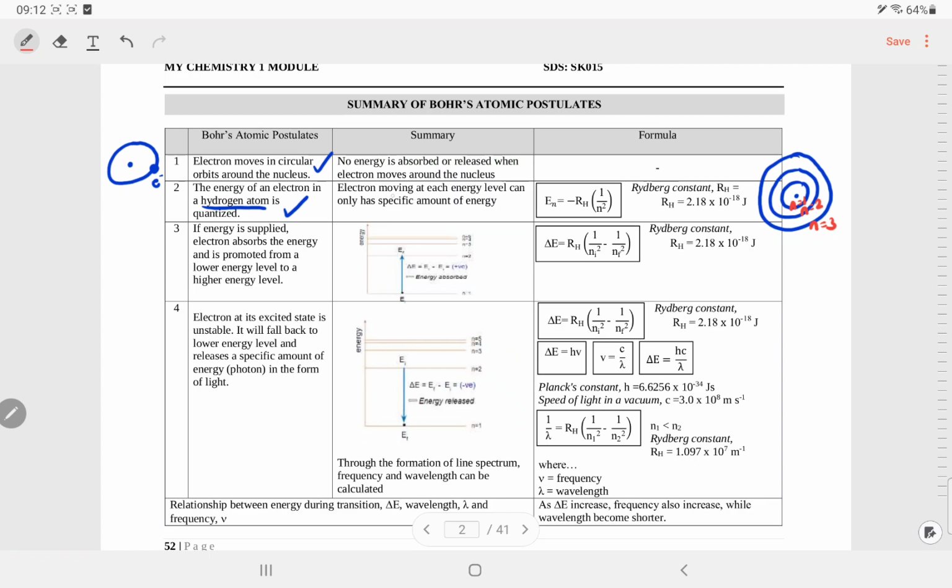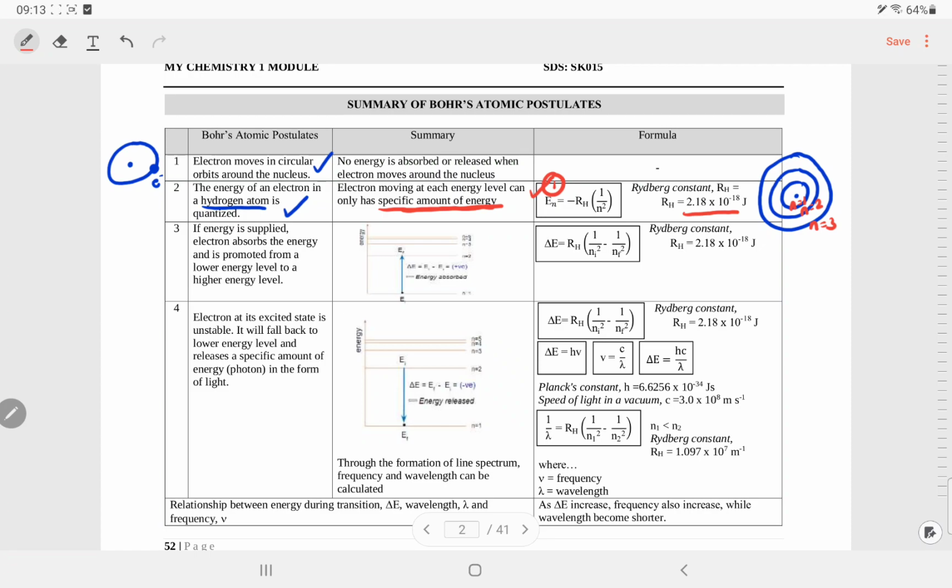So dekat sini dia kata electron moving at each energy level, dia ada specific amount of energy. So katalah saya nak cari berapa energy pada shell number 1, berapa energy pada shell number 2, berapa energy pada shell number 3. Sebab setiap shell tu ada spesifik energi dia. Nak guna formula apa? Macam mana nak cari? This formula kita kena guna. Okay, this is the first formula yang awak kena hafal. Di mana energy is equals to negative RH 1 over n squared. RH value adalah 2.18 times 10 to the power of negative 18 joule.